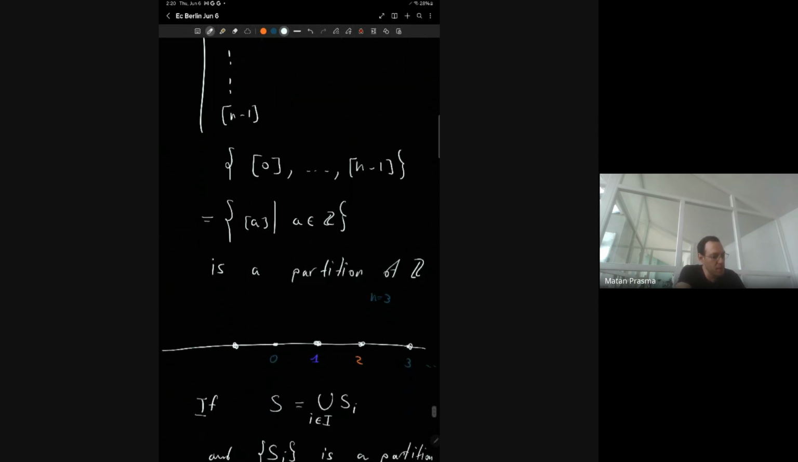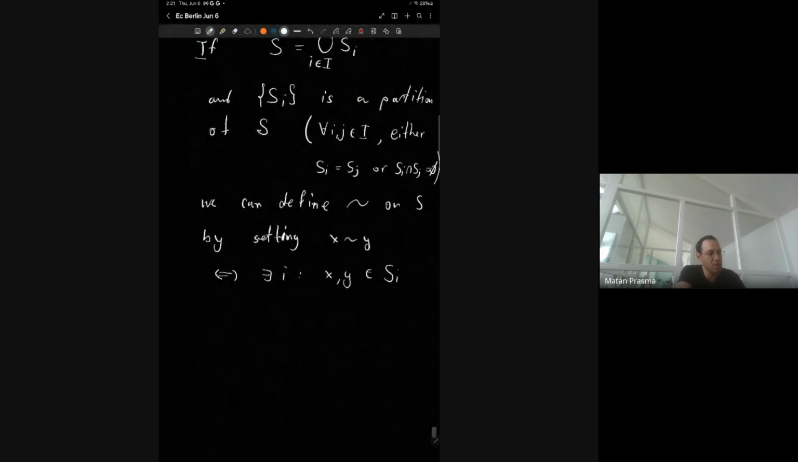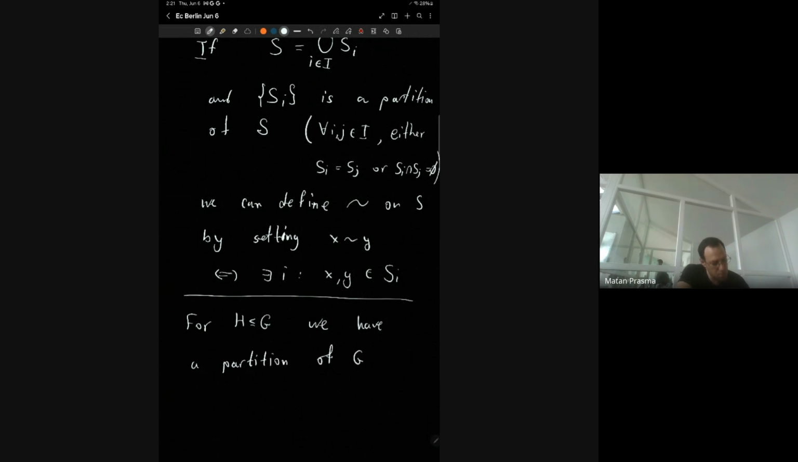But coming back to the theorem, we had the partition, and so for two subgroups, we have a partition of G by the collection of cosets xH, x in G. And this partition defines an equivalence relation.